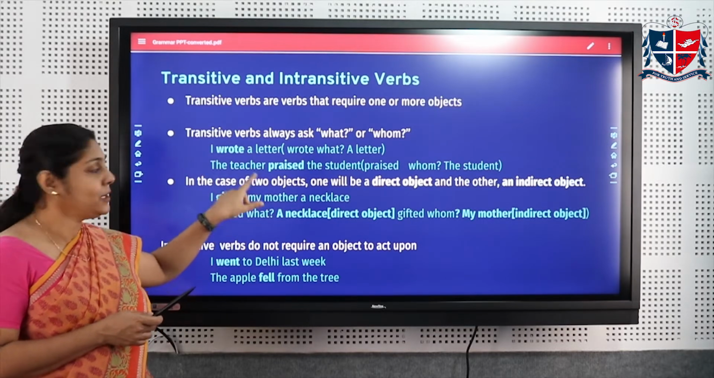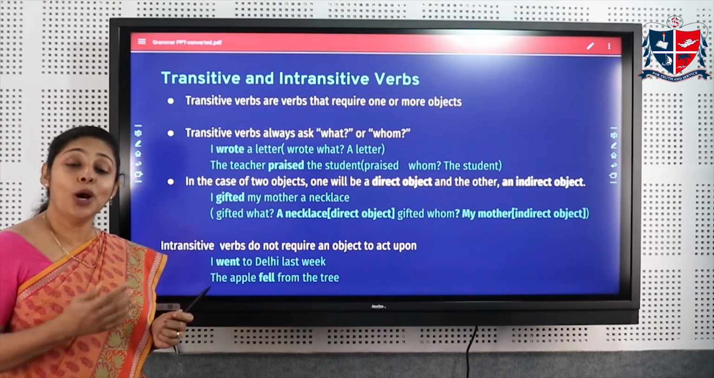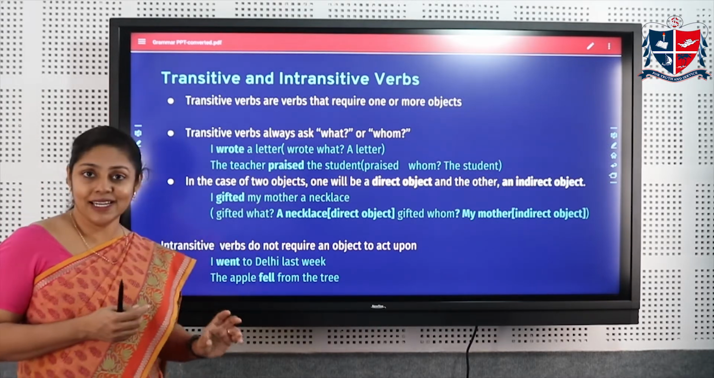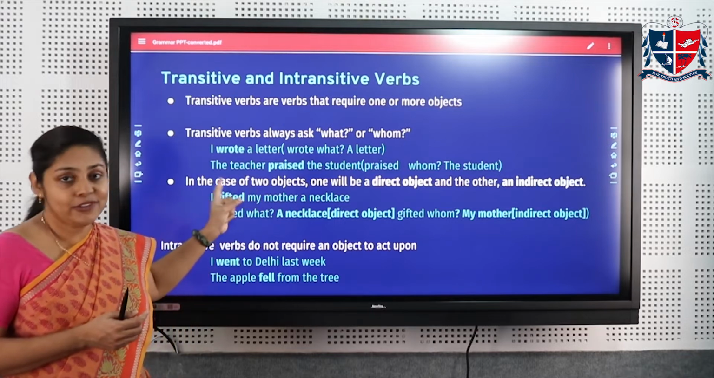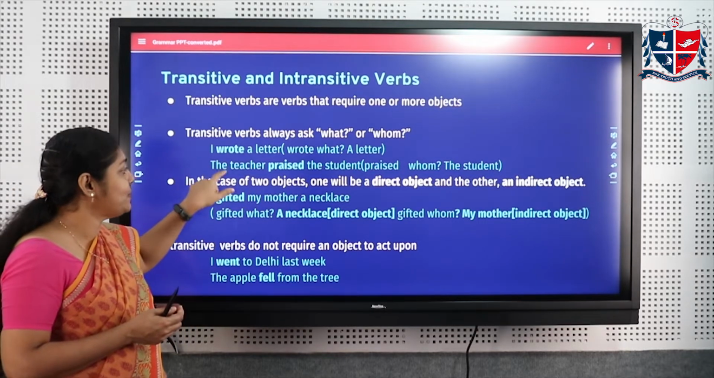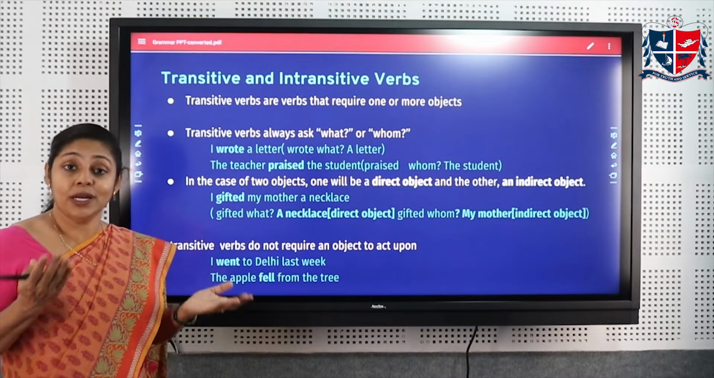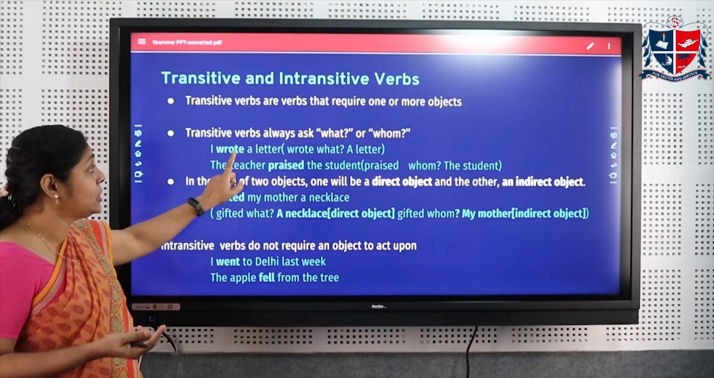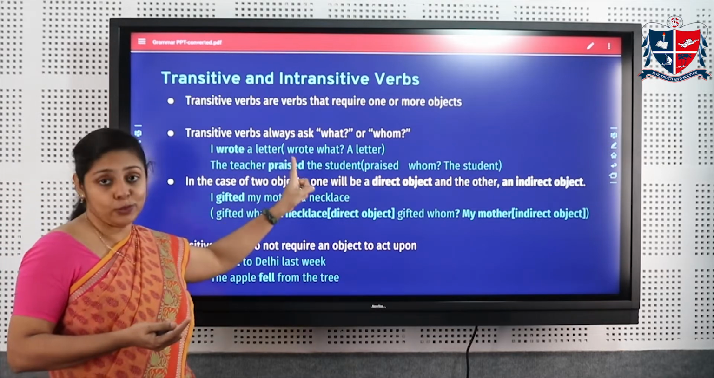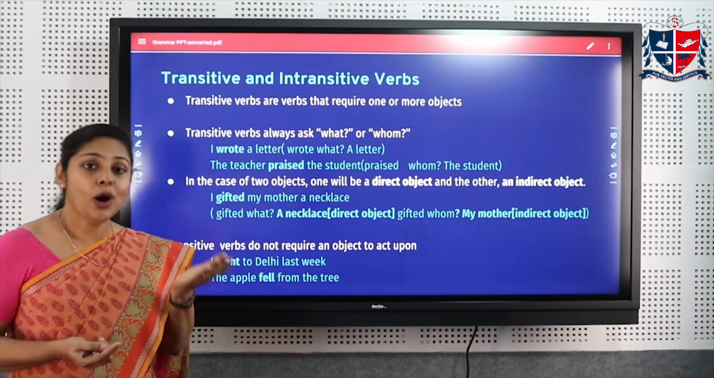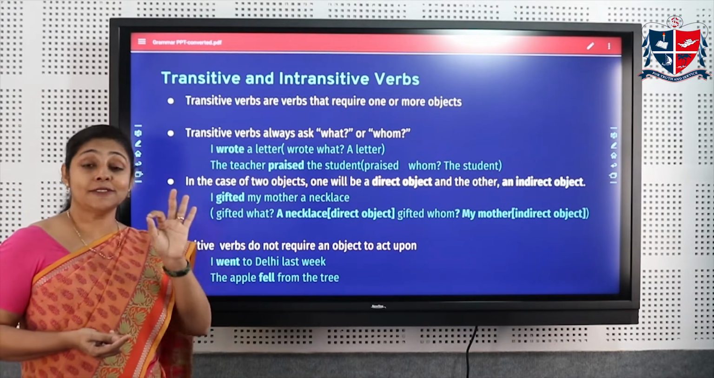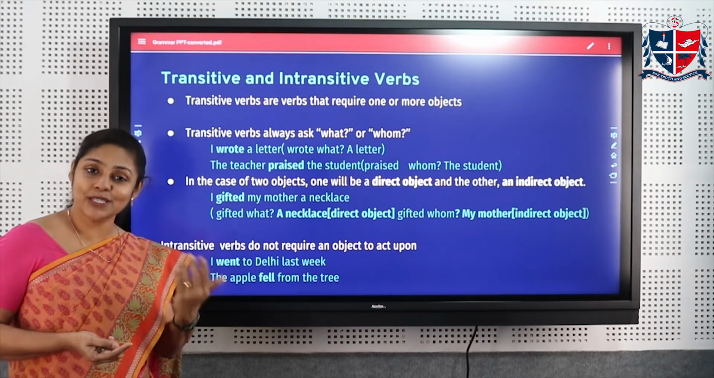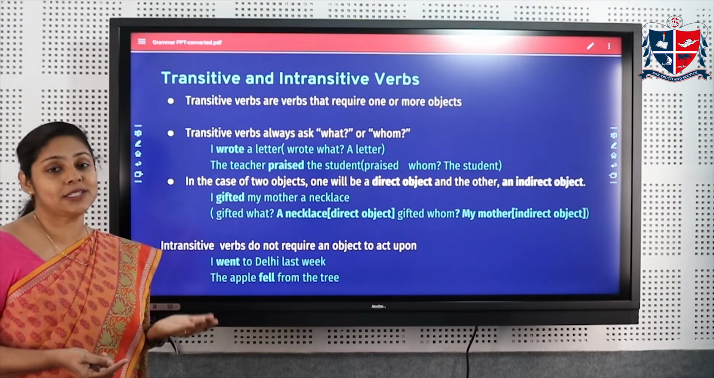Look at this. I wrote a letter. The verb is wrote. So you ask the question, what or whom, to the verb. I wrote what? The answer is a letter. So letter is the object of this verb. In this sentence, the teacher praised the student. Praised whom? The student. So the student is the object of this verb. So transitive verbs are those verbs which have an object. It can be either one object or more than one object, right? But it is very necessary that a transitive verb should have an object. If the verb does not have an object, it's called an intransitive verb.